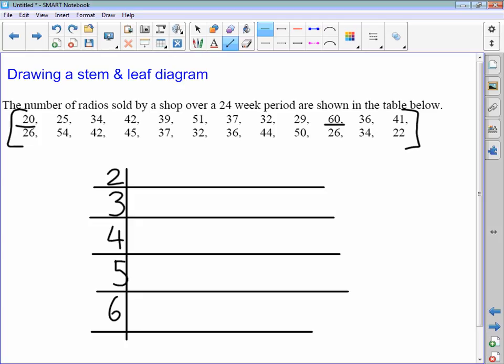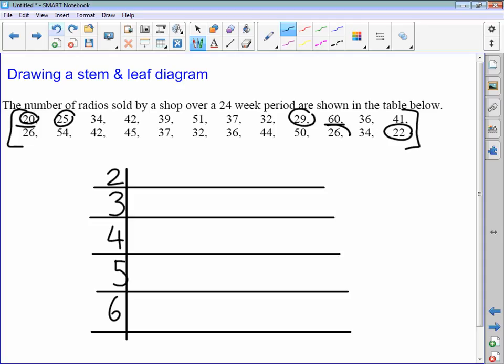Okay, so now what we're going to do is start filling out these parts here, so the leaves of the stem and leaf diagram. So we've got 20, 25, 29, 22, 26, and another 26. So this line here is going to represent the numbers that start with a 2, so the ones in the 20s. Now, we're going to try and draw an ordered stem and leaf diagram.